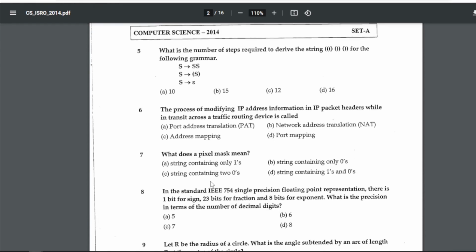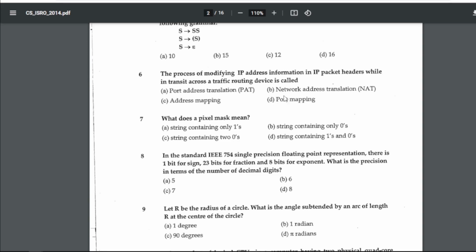Now the next question is, the process of modifying IP address information in IP packet header while in transit across a traffic routing device is called what? For 6 our answer will be B, that is network address translation, NAT. Basically network address translation, or NAT, is a method of remapping one IP address space into another by modifying network address information in the IP header of packets while they are in transit across a traffic routing device, right?